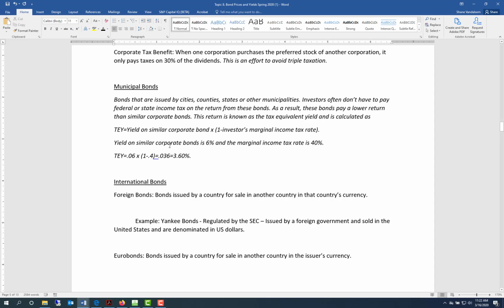Eurobonds are bonds issued by a country for sale in another country in the issuer's currency. So an example of this might be that the US government issues US bonds in Germany denominated in US dollars.